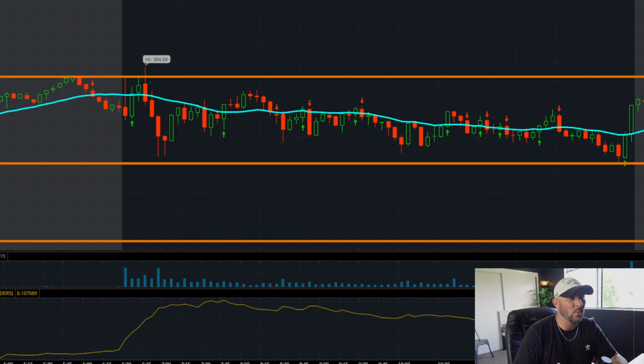But this is a great way that you guys can set up your charts on a day in and day out basis and start trading supply and demand and pure price action. It's very, very simple to use. You don't need a lot on your charts.